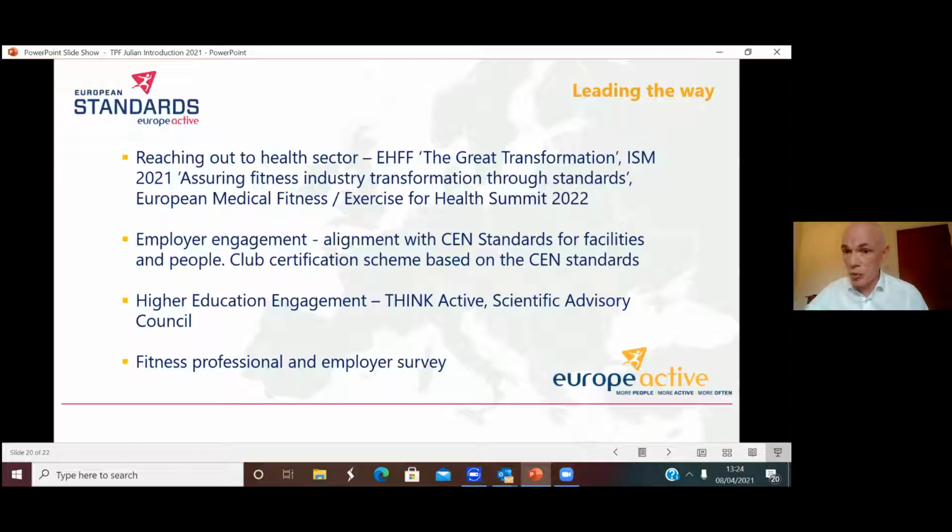We'll be looking to engage more with higher education, Think Active, our research body, and the Scientific Advisory Council, which is a grouping of academics, so that we can continue to evidence-base our standards.